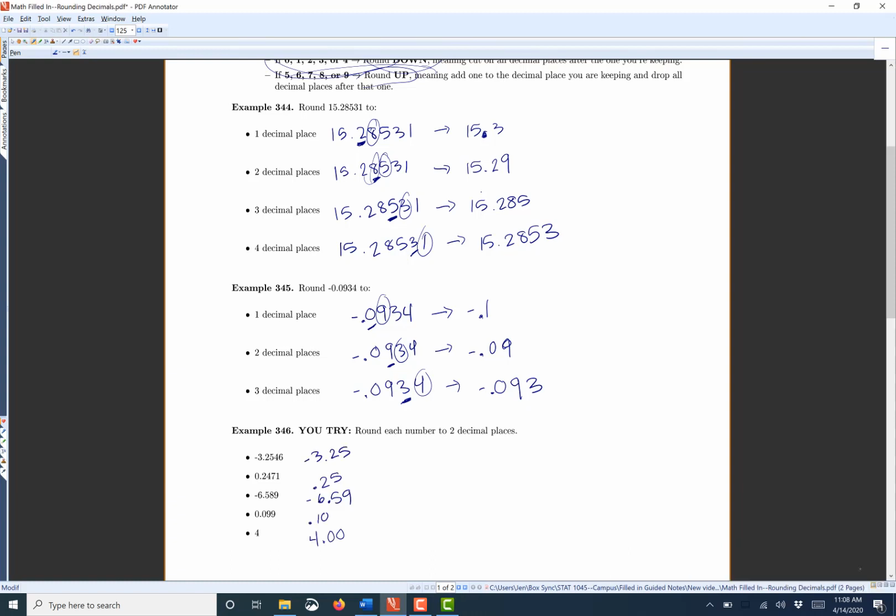Okay, so let's see if you got the same numbers as me. Negative 3.25, 0.25, negative 0.659. This 0.099, this 9 gets rounded up to be 10 basically, so 0.10. The last one, if you really wanted 2 decimal places, you just do 0.00. That's how you get the 2 decimal places.